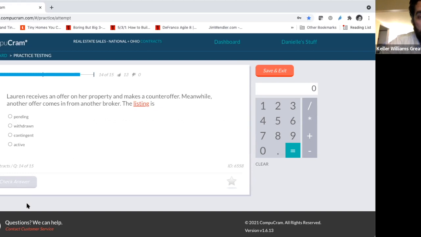And question number 14. Lauren receives an offer on her property and makes a counteroffer. Meanwhile, another offer comes in from another broker. The listing is currently A, pending, B, withdrawn, C, contingent, or D, active.